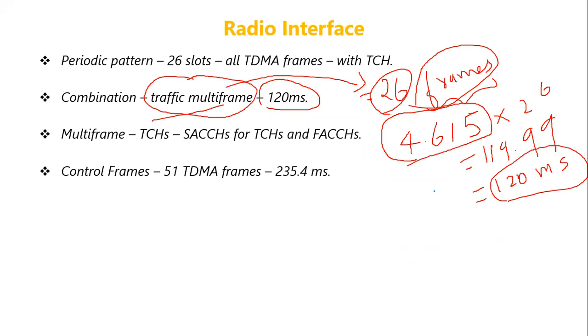That is, 26 frames put together form a multi-frame, and each frame is 4.615 milliseconds, so the multi-frame duration is 120 millisecond. This type of multi-frame is used for TCH, traffic channels, and SACCH, that is slow associated dedicated control channel, and FACCH, that is fast associated dedicated control channels. So these logical channels are all associated with user traffic. This multi-frame is otherwise called traffic multi-frame.